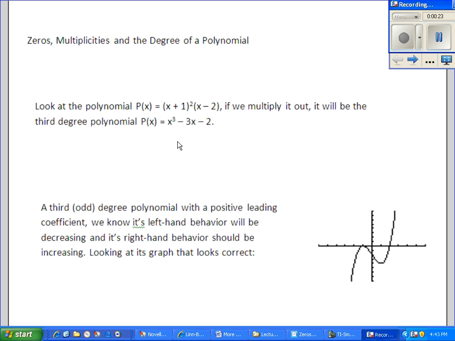So we know this is a third degree, which means an odd degree polynomial with a positive leading coefficient. We know its left-hand behavior. What happens as x approaches negative infinity will be decreasing. So as x approaches negative infinity, y is approaching negative infinity. And its right-hand behavior, what happens as x approaches positive infinity, is increasing. So as x approaches positive infinity, y is also approaching positive infinity. So I graph the function, and that looks correct.